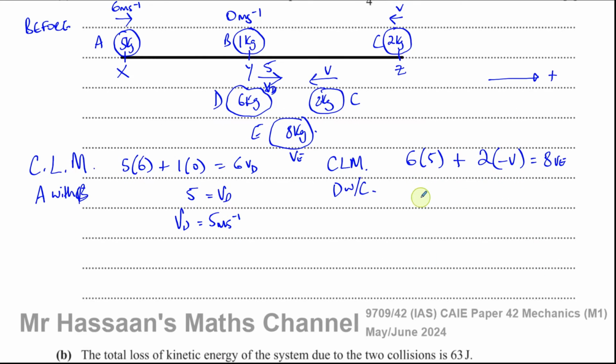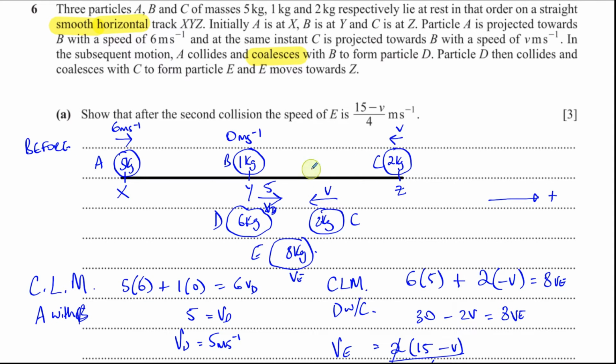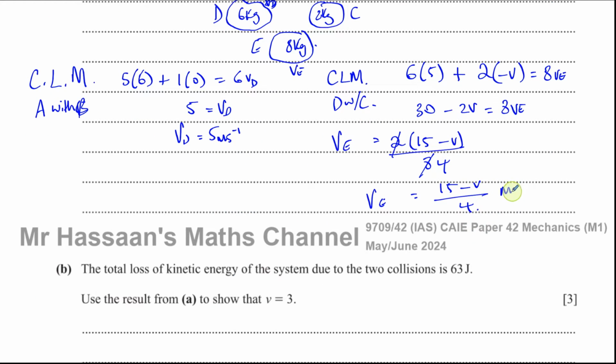So if we take this, we have 30 minus 2V equals 8VE. Then we can divide both sides by 8. So VE equals, before I divide by 8, I'll take 2 out as common, so that's 15 minus V over 8. 2 and 8 cancel to give you 4. So the velocity of E is going to be (15 minus V) over 4 meters per second, which is what we had to show. So there is the answer to part A of this question.